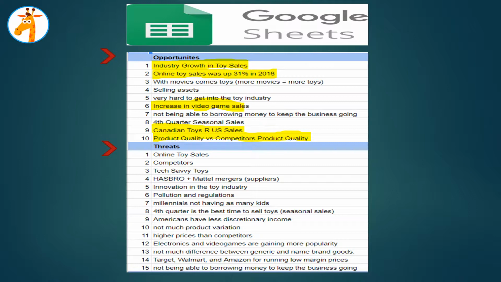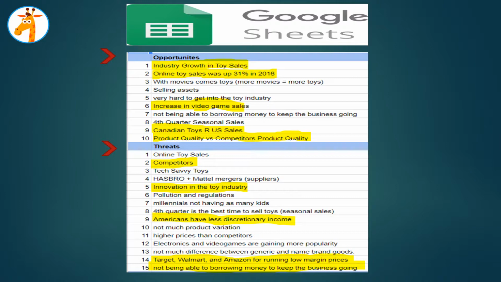Some threats included competitors such as Walmart, Amazon, and other small toy stores, new innovation in the toy industry, the fact that Americans have less discretionary income than they did 20 years ago, Toys R Us cannot borrow money from banks to keep their business going, and finally, Toys R Us's competitors' low prices.